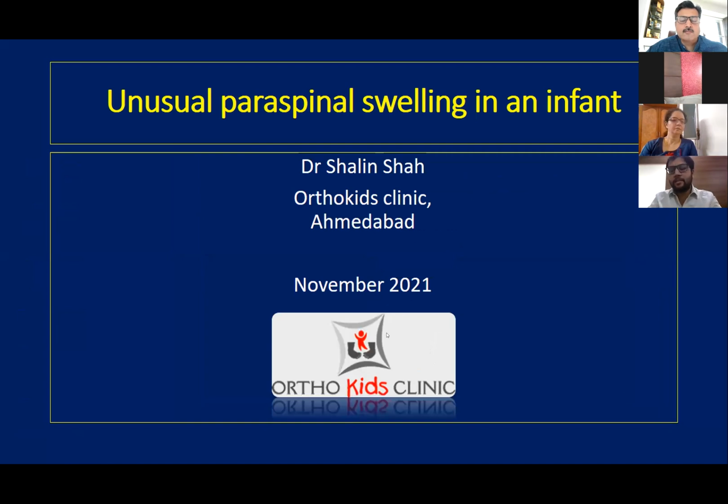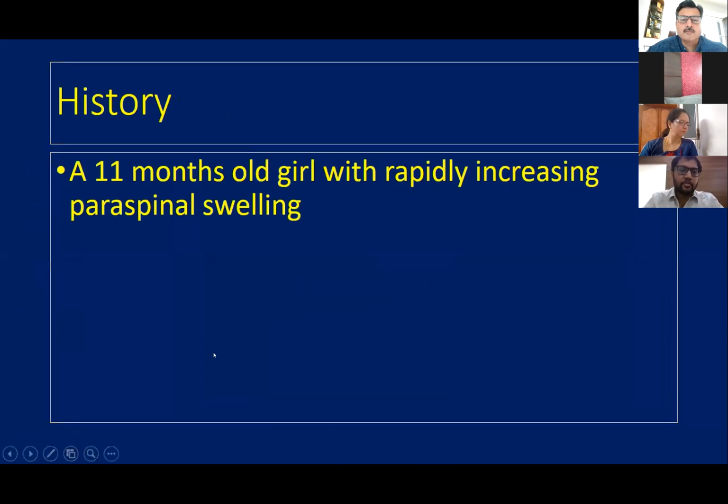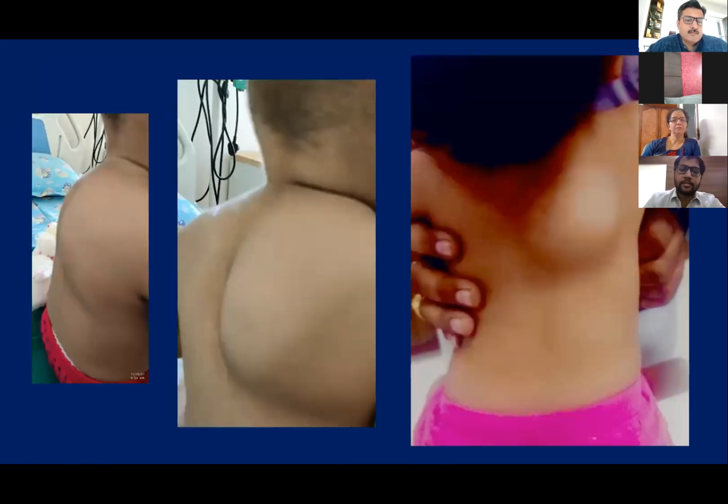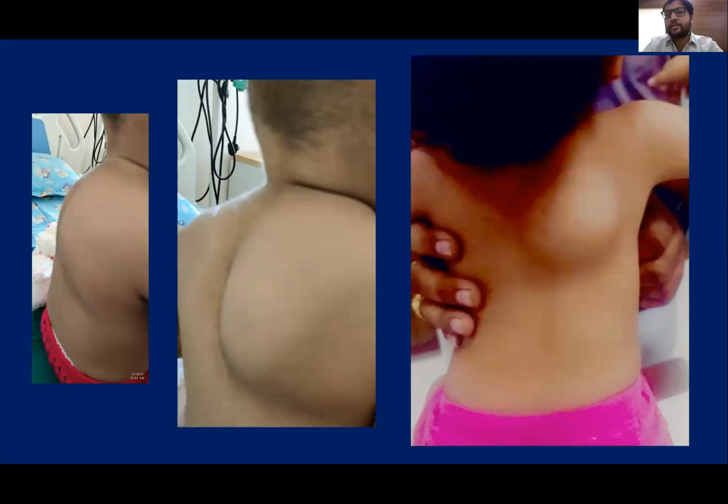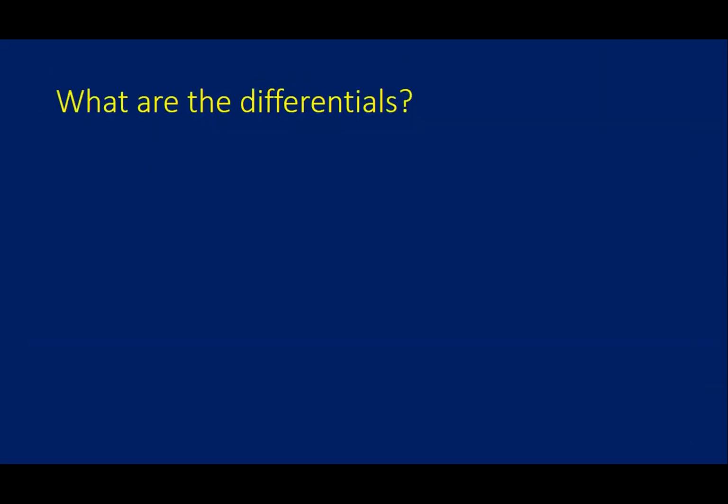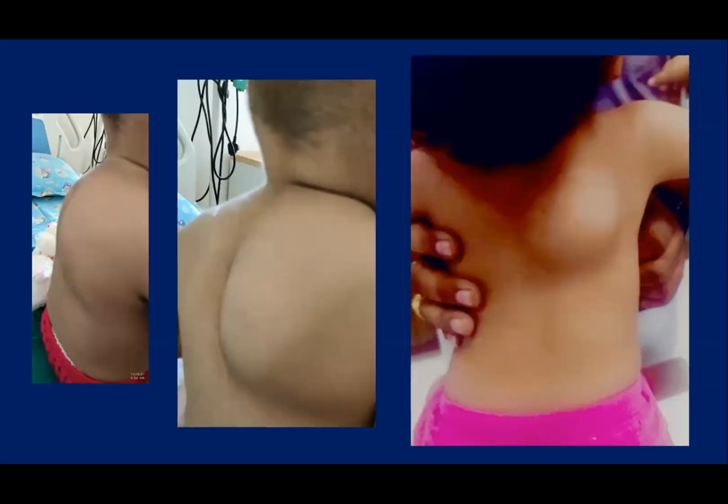Yeah, so this is the last case for the day, an unusual paraspinal or chest wall swelling in an infant. An 11-month-old girl presented to us with rapidly increasing paraspinal or posterior chest wall swelling over the past 4 months. This was the initial size and it gradually increased to almost the size of the scapula in the child for reference.